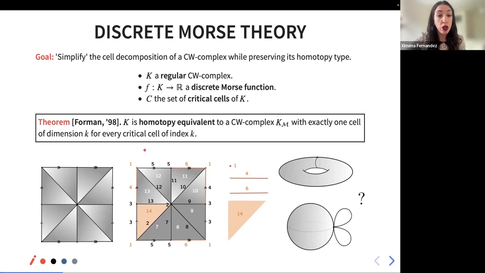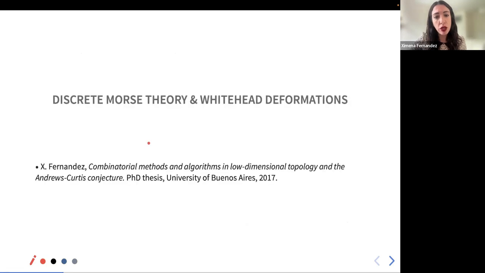Only with the description of the list of cells at every dimension. So during my PhD thesis and work, I've been working in different problems in low-dimensional topology, and I've been interested in the study of the homotopy type of CW-complexes of lower dimensions, and in particular, I was interested in applying Morse theory.